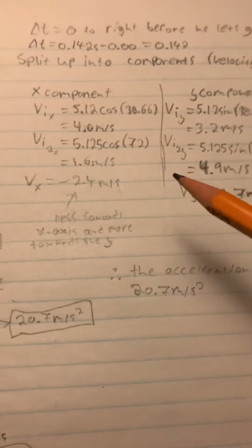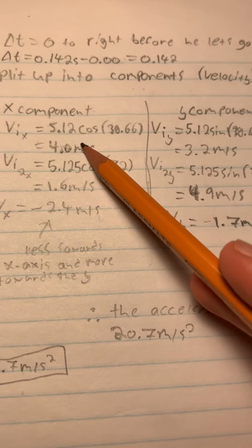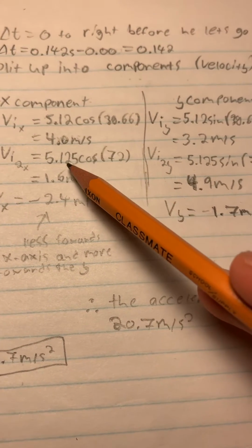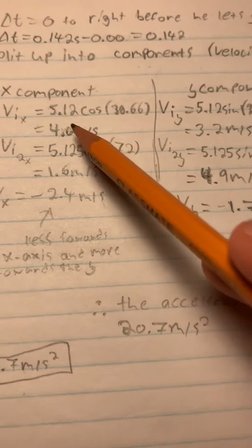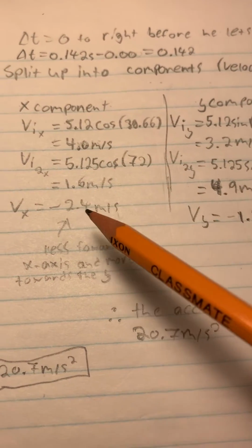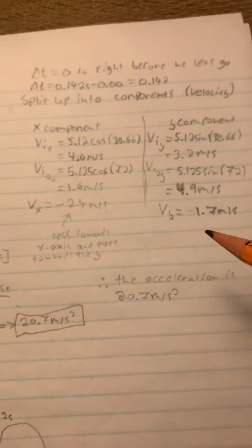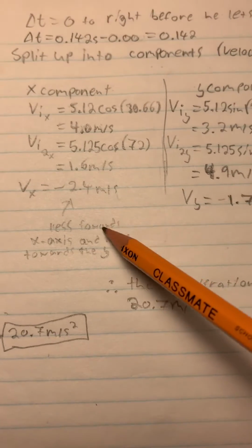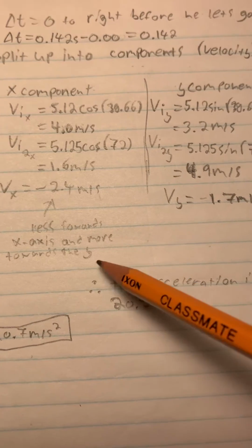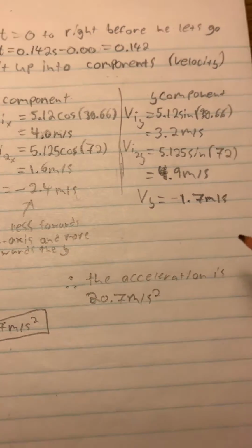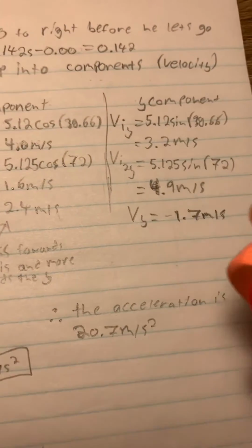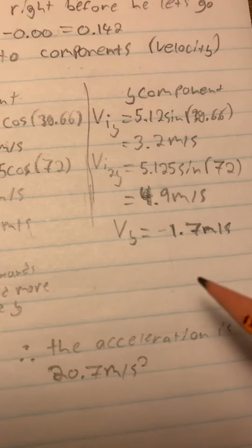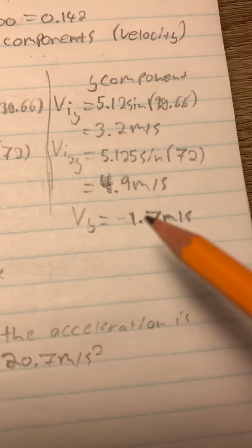When using the x and y components, I had done exactly that. So I used the initial velocities and then the final velocities in order to find out what the x velocity and the y velocity should be. And the reason why the x velocity is negative is because this value is actually less forwards than the x-axis and moves towards the y more accurately. I should probably erase that a little bit better, but that little subtraction sign is just a human error. This is actually positive 1.7 meters per second.